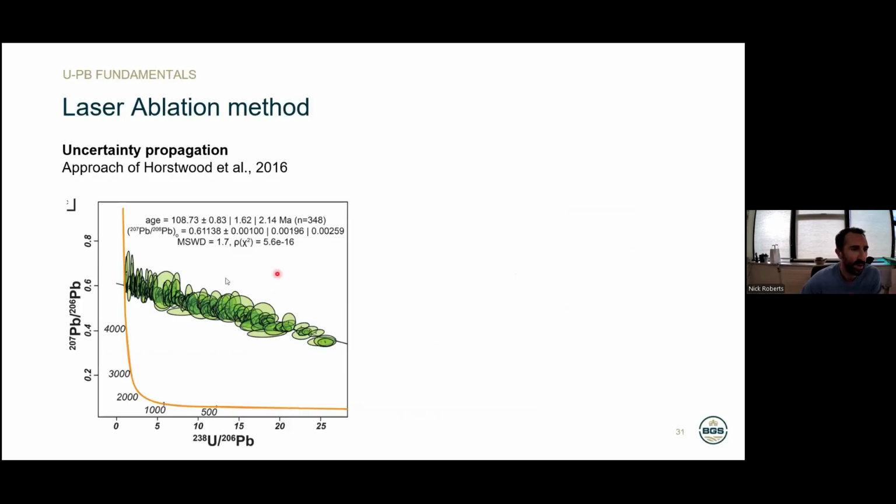For example, here's one I just quickly pulled out this morning. Here's an age that I won't give you the name of, and you can see they've given you raw uncertainties that are read out from the software, and there is no propagation of systematic uncertainty. So this uncertainty here is probably a bit low. It probably should be a bit bigger.